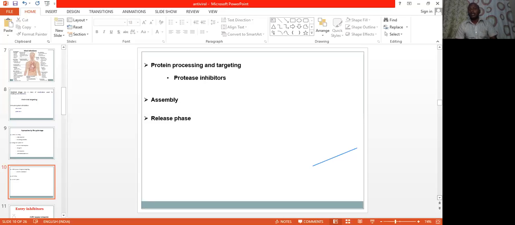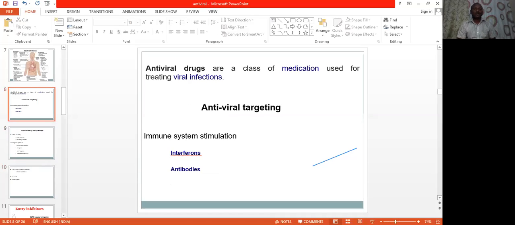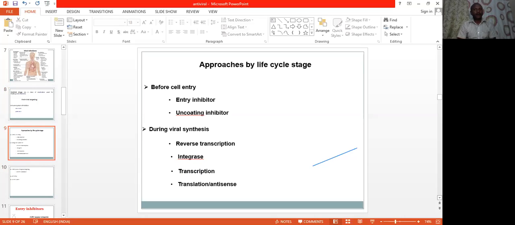So these are the approaches we have for antiviral drugs for the treatment of viral infections. What are the strategies? The first strategy is to stimulate the immune system. The second strategy is to target the virus based on its life cycle. Life cycle wise, you can target before cell entry, and during viral synthesis, that is after the virus particle has entered the cell.